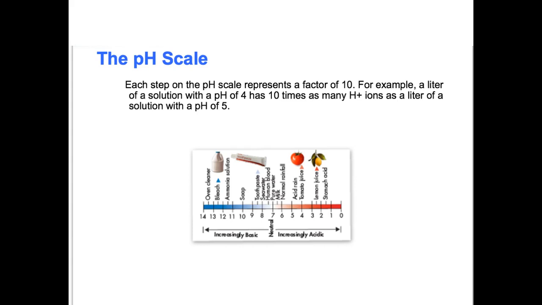Although on the actual scale it looks like we're only moving one number at a time, the pH scale actually represents a factor of 10. So when you go from 4 to 5 on the pH scale, something with a pH of 4 actually has 10 times the number of hydrogen ions that something with a pH of 5 has.